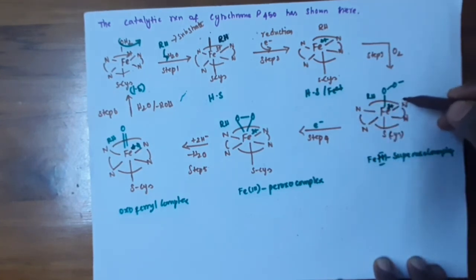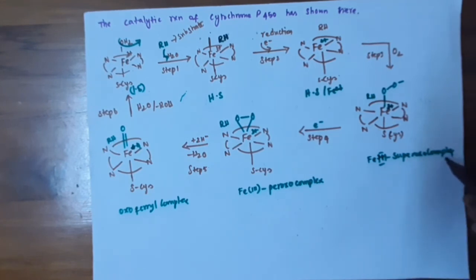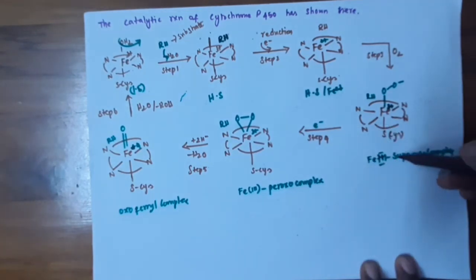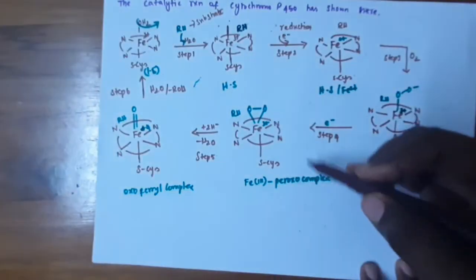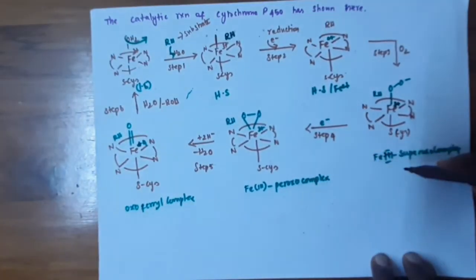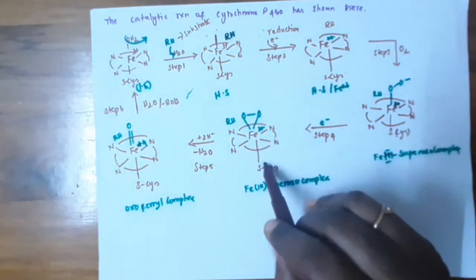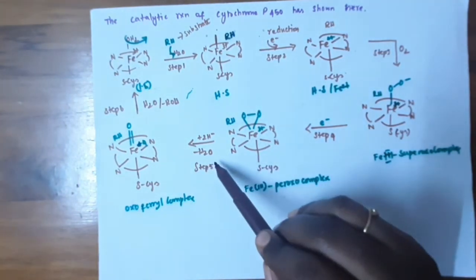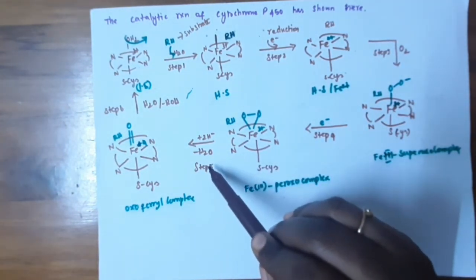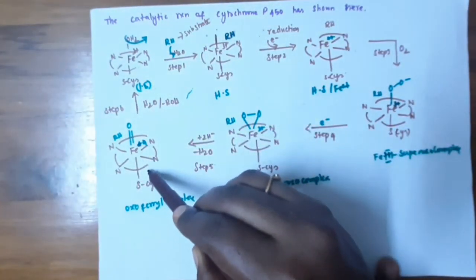After binding this oxygen, it is converted into an Fe3+ superoxo complex. Then the superoxo complex, by taking another electron, forms the Fe3+ peroxo complex. So here the iron gets oxidized. In step 5, removal of a water molecule takes place, forming the oxoferryl complex.